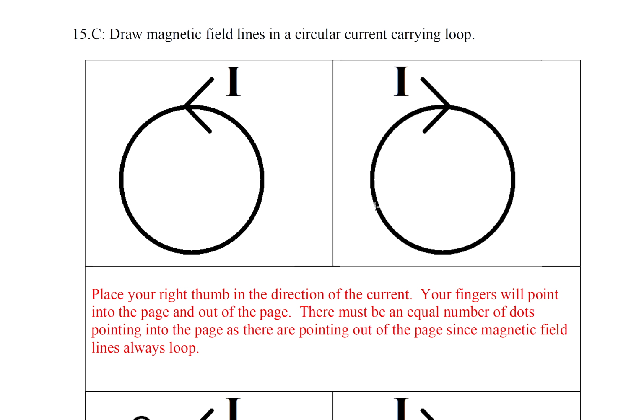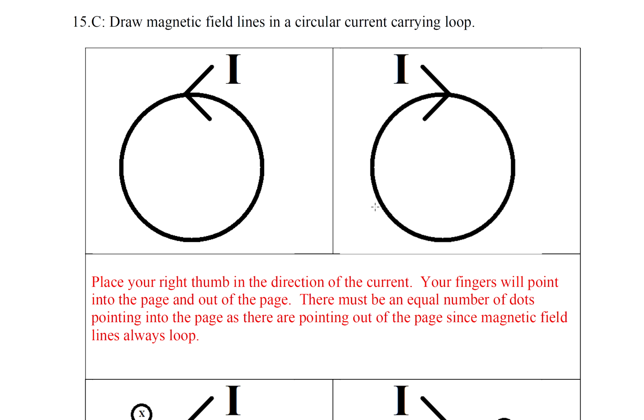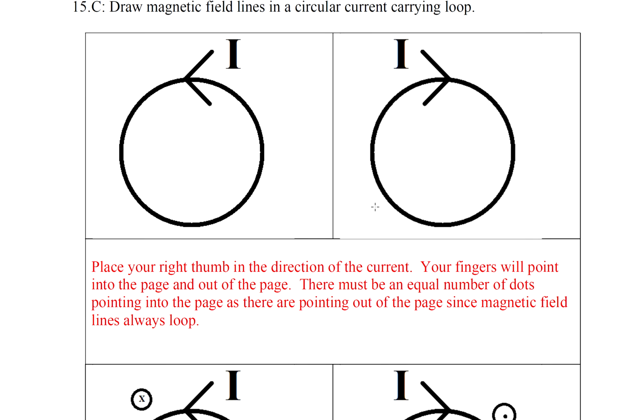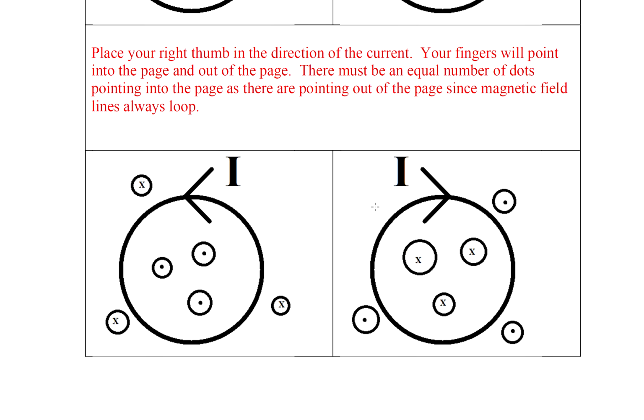Question 15, draw magnetic field lines in a circular current carrying loop. Okay. So place your right thumb in the direction of the current. Your fingers will point into the page and out of the page. So you have to grab the wire. And there must be an equal number of dots pointing into the page as there are pointing out of the page, since the magnetic field lines always loop.